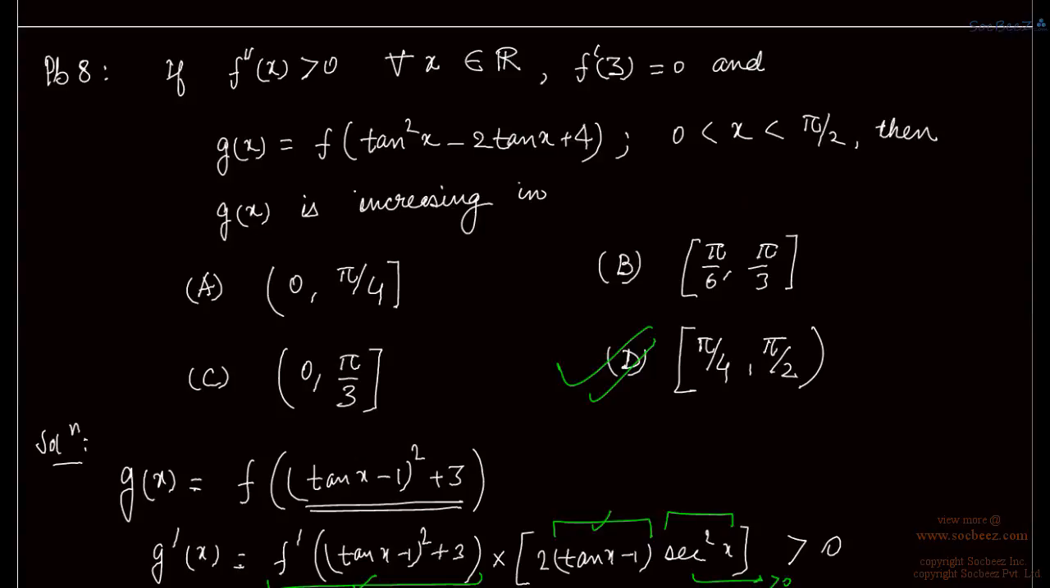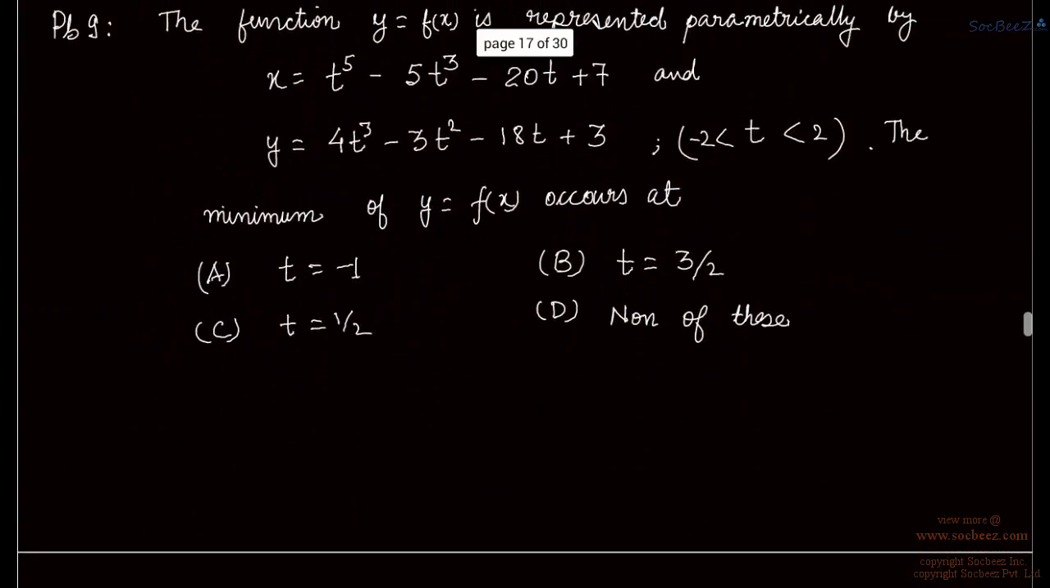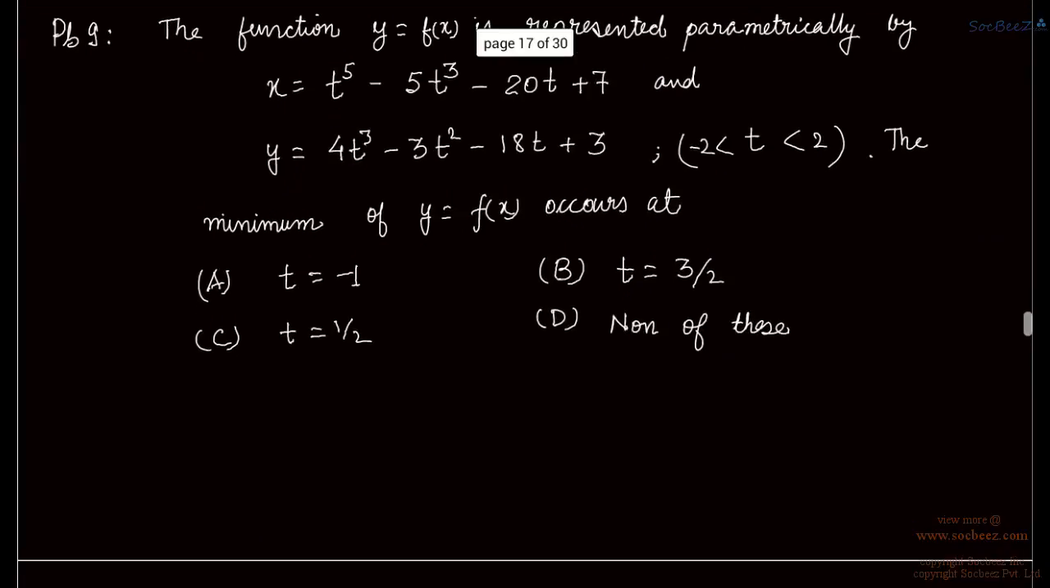Okay. Moving to the next question, we have problem number 9. The function y is equal to f(x) is represented parametrically by x is equal to t to the power 5 minus 5t cube minus 20t plus 7 and y is equal to 2t cube minus 3t square minus 18t plus 3 in the interval minus 2 to 2 plus 2. We have to find at which parametric value, that is at which t, the minimum of y is equal to f(x) occurs.